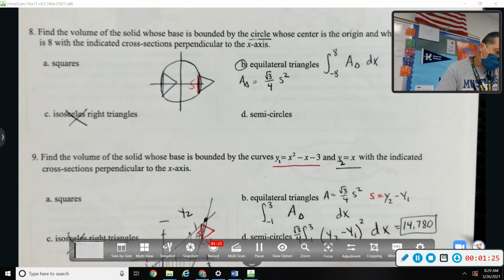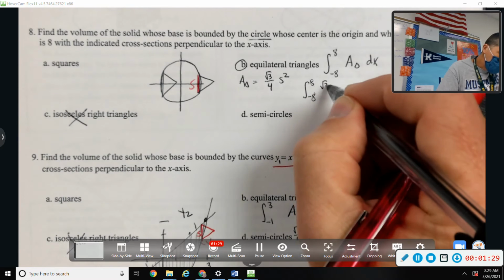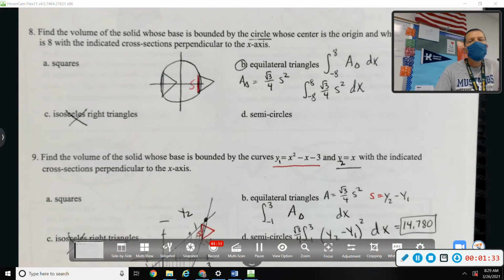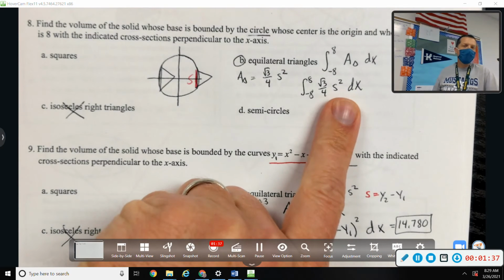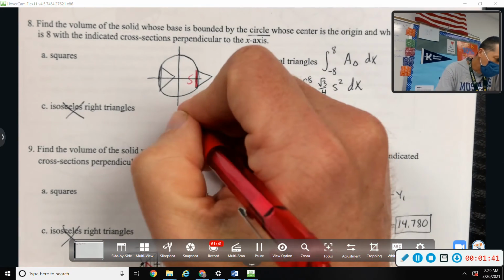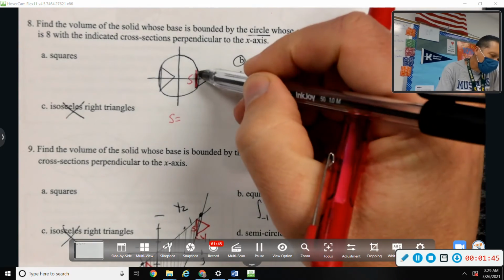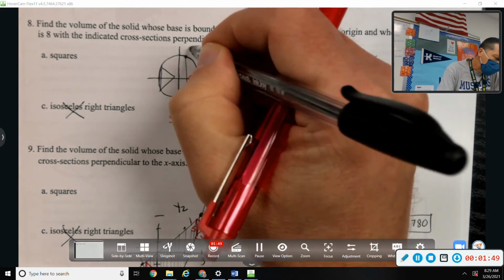So that's, I guess, sort of helpful. Negative 8 to 8, root 3 over 4, s squared dx. That's not ready for the calculator yet because I need to know what s is in terms of x. So I look over at my picture, and s, let's see, s is this full height. It would be better if we did it right there.